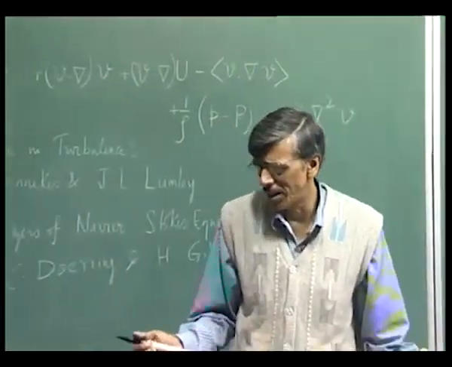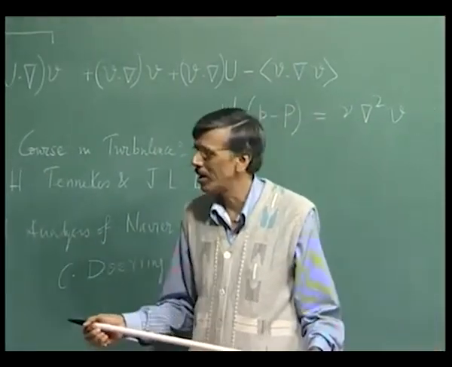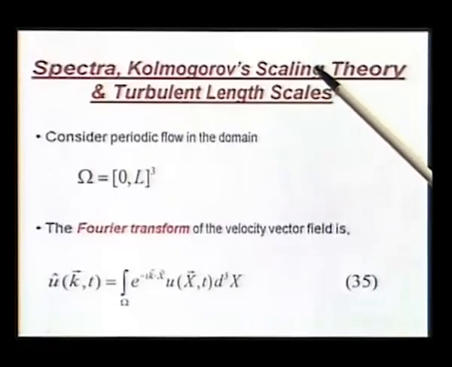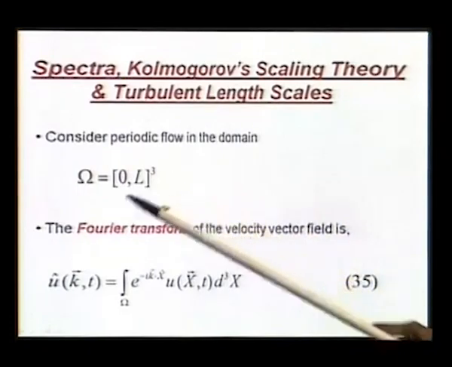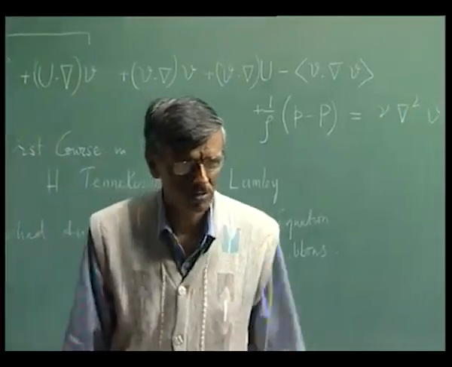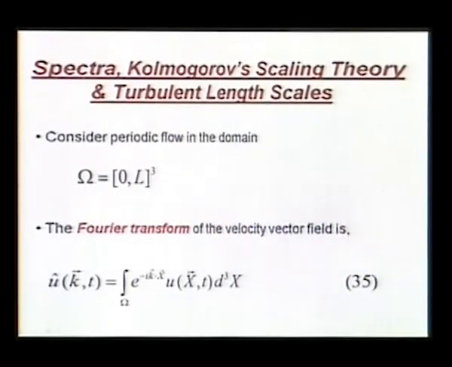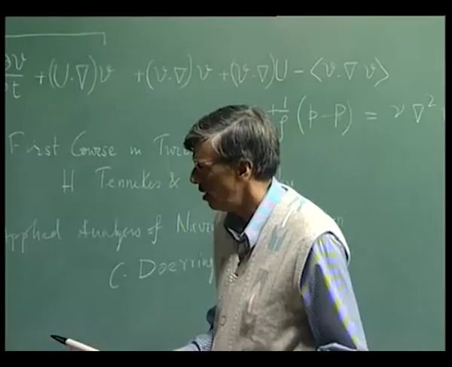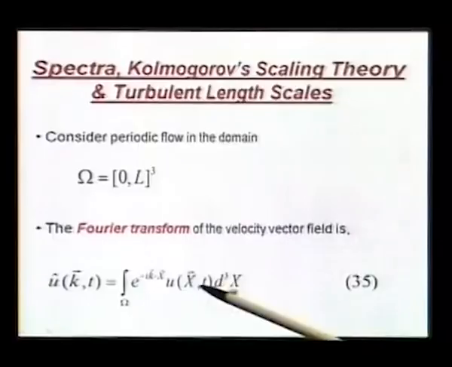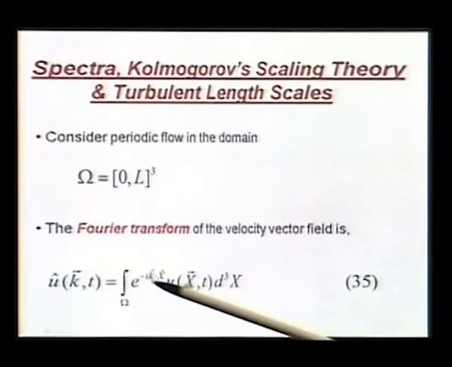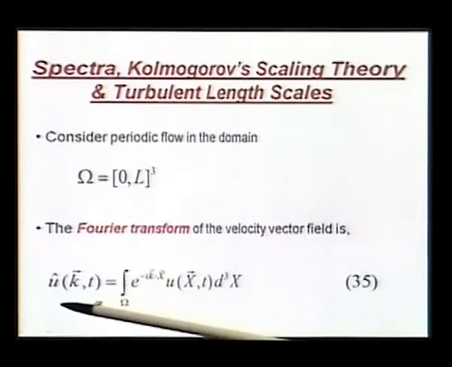So, what we would rather like to know is how the turbulence quantities vary as a function of wave number. And this was what was studied in great detail by Kolmogorov by looking at a periodic flow in a box of size L. Okay? So, I have a cube of size L, and I am also going to look at a velocity vector, which I am writing as u as a function of x and t. I can take its Fourier transform to get the spectrum.